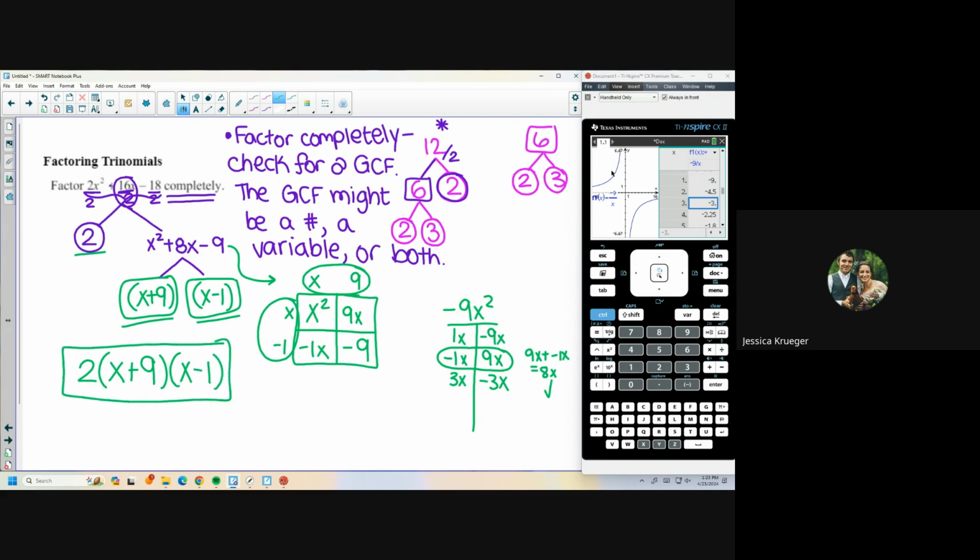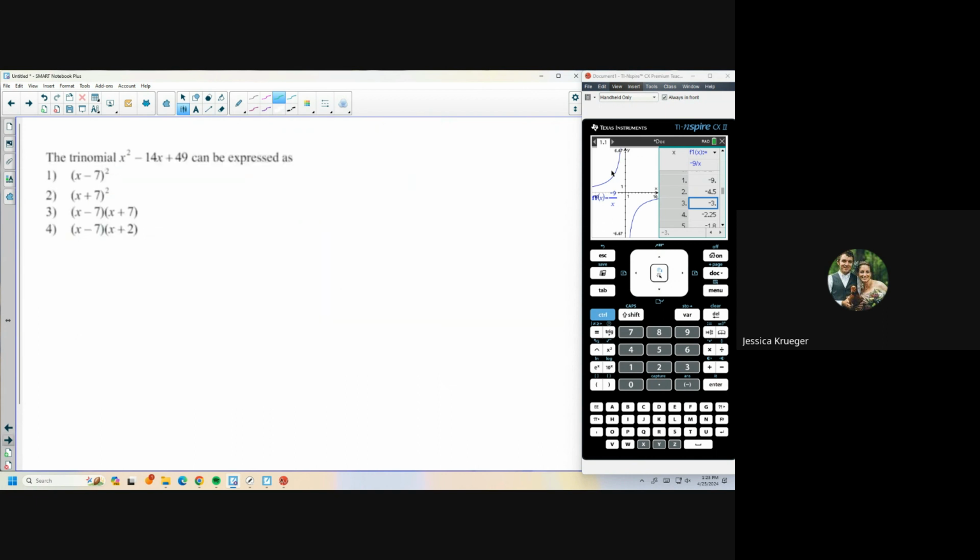So really the only thing different when it's factor completely is you might have a GCF to take out initially. Okay. Let's look at another one.